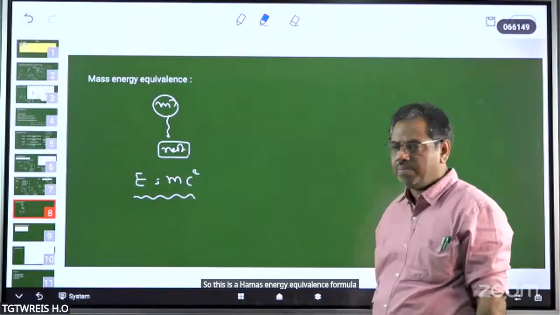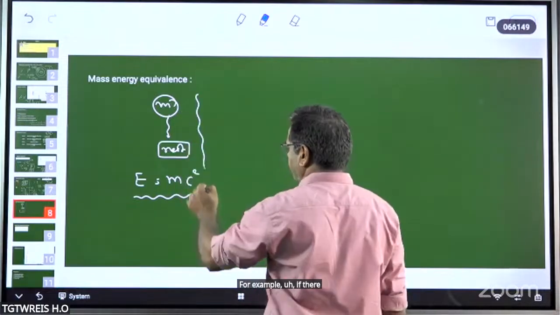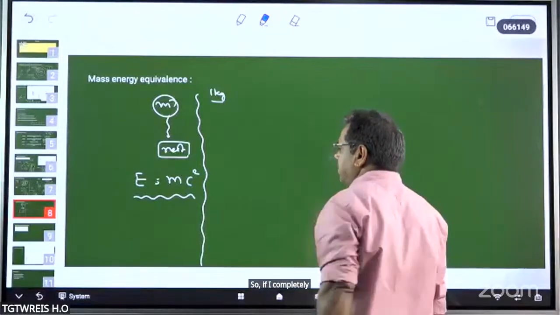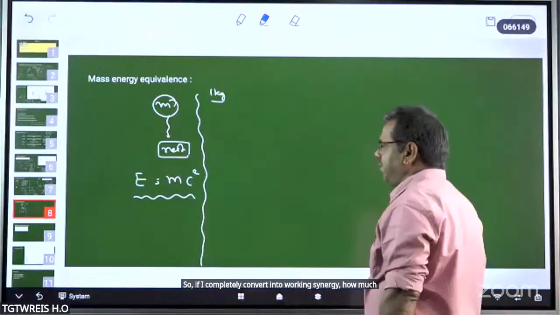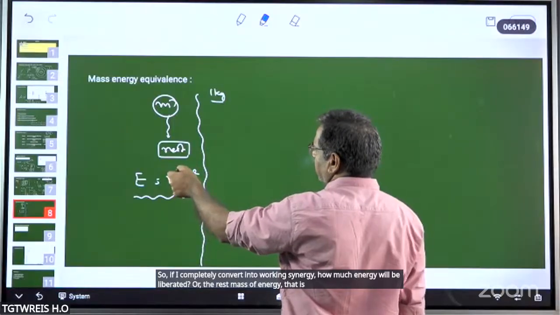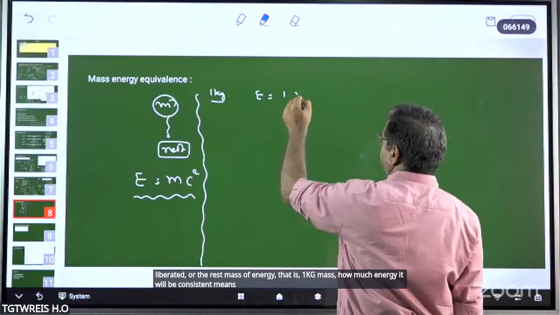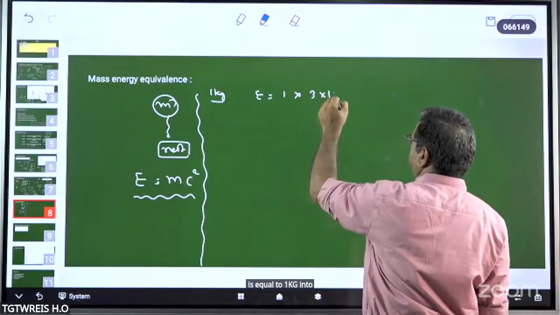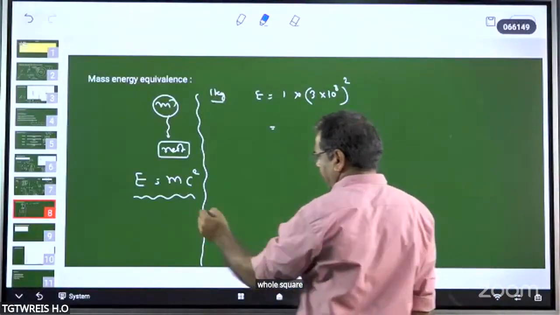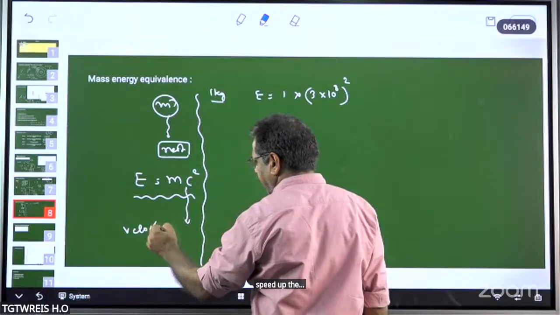This is very important. For example, if there is a 1 kilogram mass and I completely convert it into energy, how much energy will be liberated, or the rest mass energy? E = 1 kg × (3 × 10^8 meter per second)². Remember here c is the speed of light.